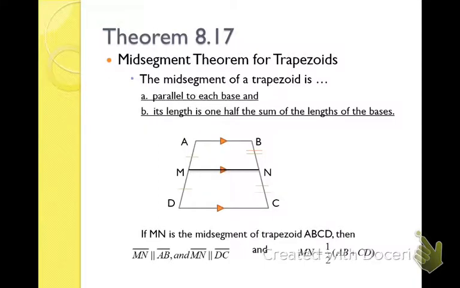Midsegment theorem for trapezoids: the midsegment of a trapezoid is parallel to each base. So MN is the midsegment. We can see from these congruent markings that we're connecting the two midpoints. MN is the midsegment. It's going to be parallel to AB and parallel to DC.